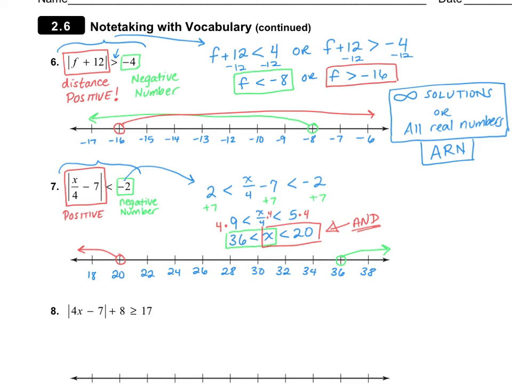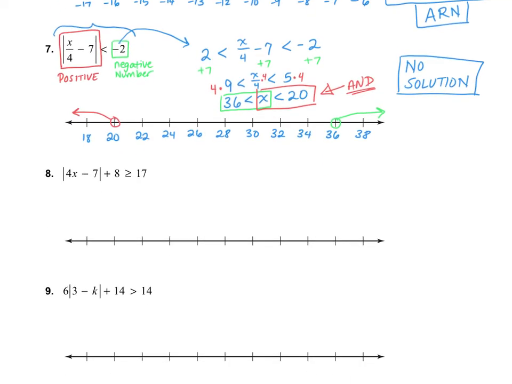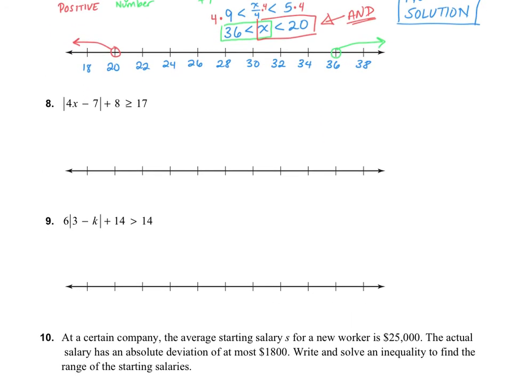And it is impossible to be both less than 20 and at the same time be greater than 36. So just like we thought over here, a positive number cannot be less than a negative number. So we thought, well, wait a second, that's a no solution. But we can see that when we actually do the problem, it is a no solution answer. I would like for you to try number 8 on your own, just number 8.